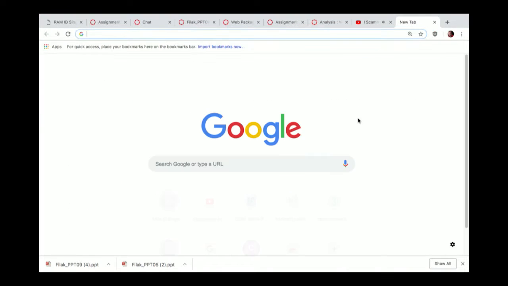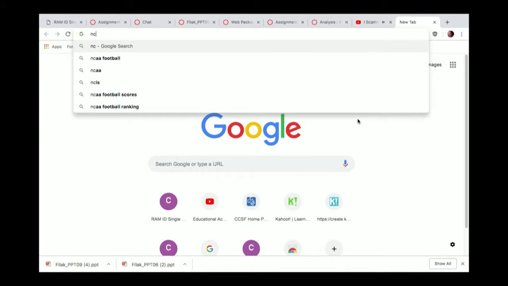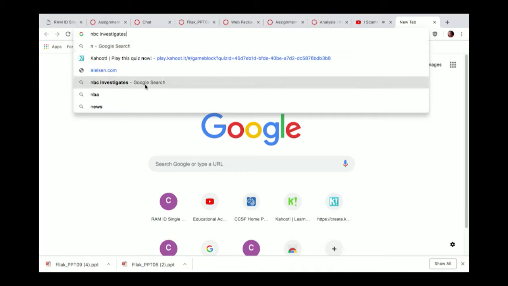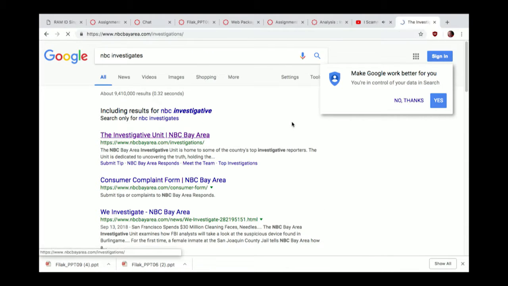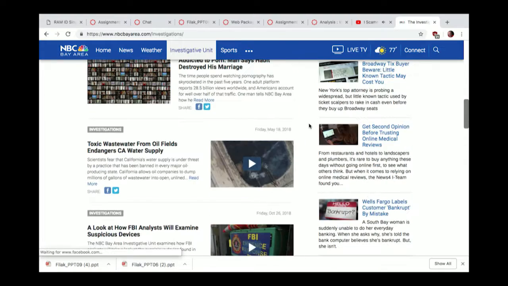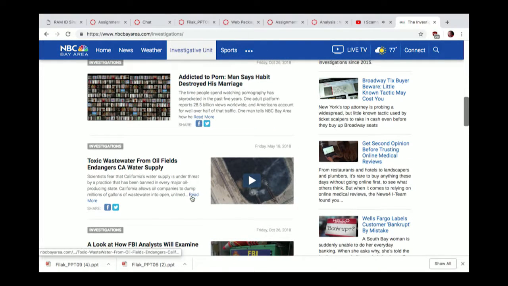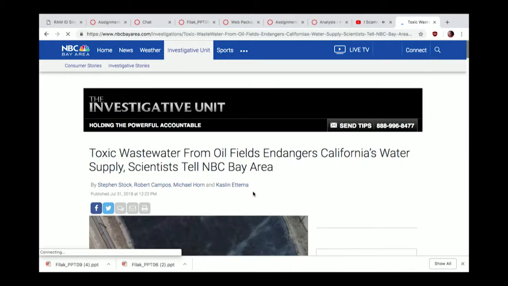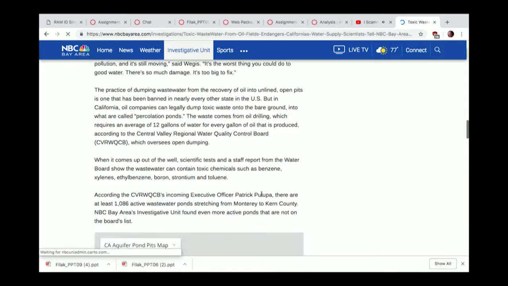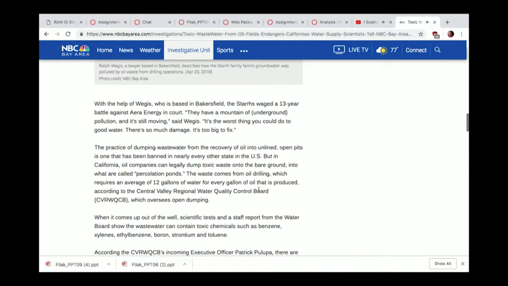So we saw, I should have put a link to the NBC Investigates story that we looked at last time. But you'll see this at work in the toxic wastewater story, these types of compound quotes. For instance, right there, with the help of Weegis, who's the lawyer of those two farmers who sued the energy company, the Stars waged a 13-year battle against Era Energy in court.